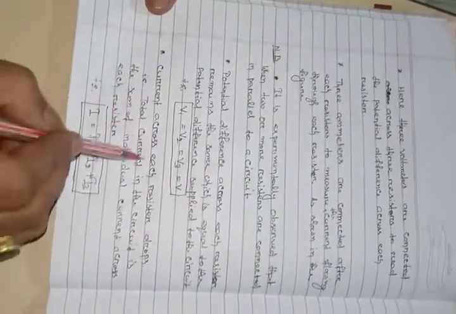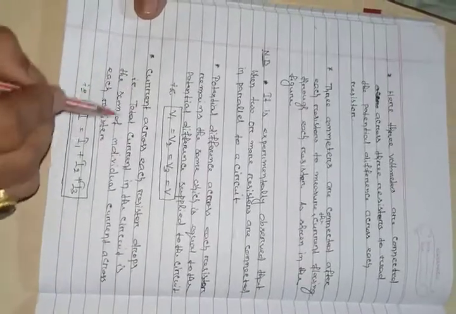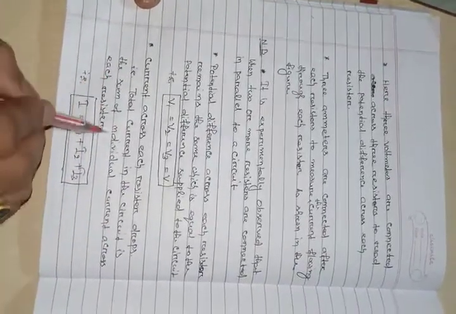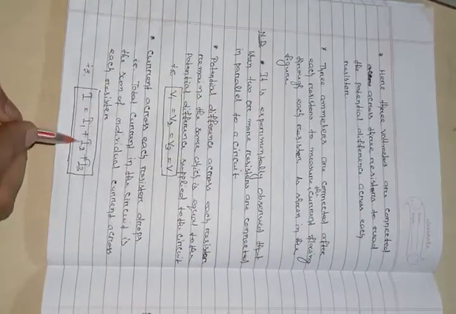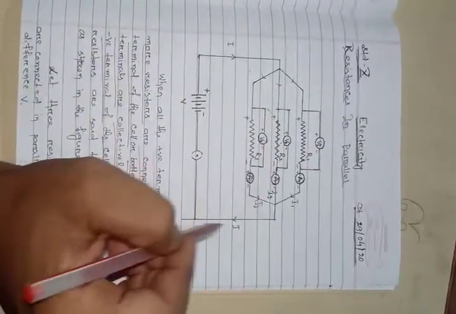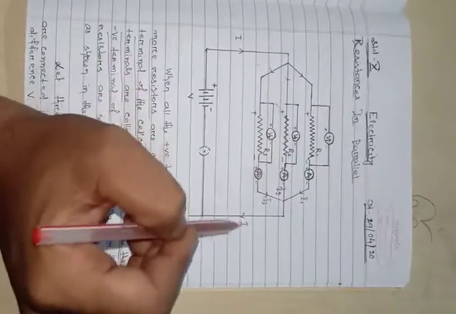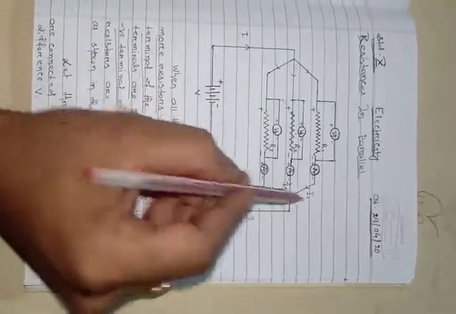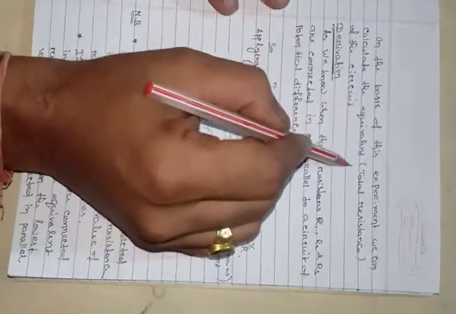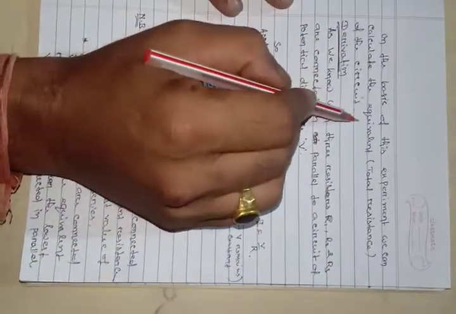Another thing is observed. What is that? The current divides across each resistor. That is, the total current in the circuit is the sum of the individual currents across each resistor. That is, I is equal to I1 plus I2 plus I3. That means if the total current flowing through the circuit is I, then this total current is equal to the sum of the individual currents flowing through each resistor. So on the basis of this experiment, we can calculate the equivalent or total resistance of the circuit.